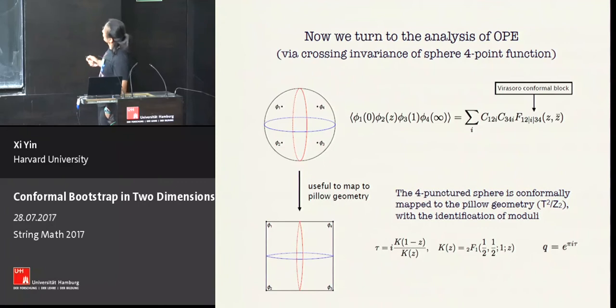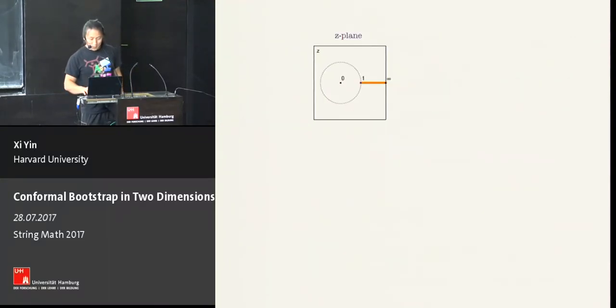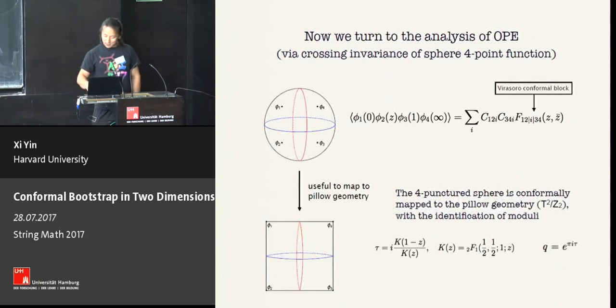In terms of that torus, the cross ratio of these 4 points is mapped to the modulus of the torus in this way. This q, which is e to the i pi tau, is called the elliptic nome. Now, this parameterization is nice for the following reason.